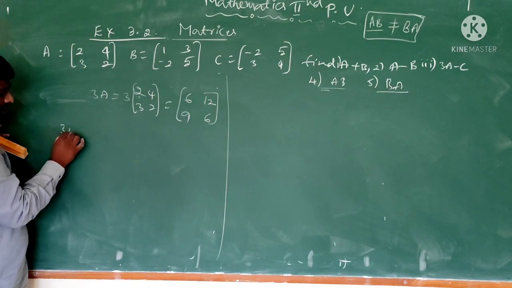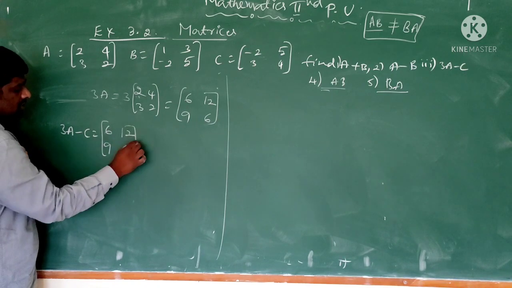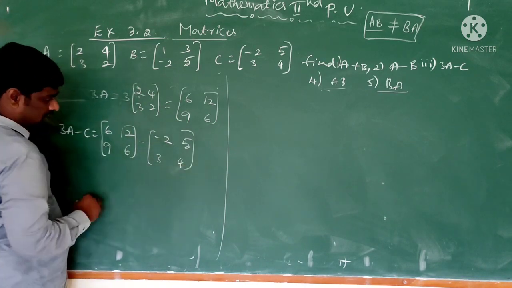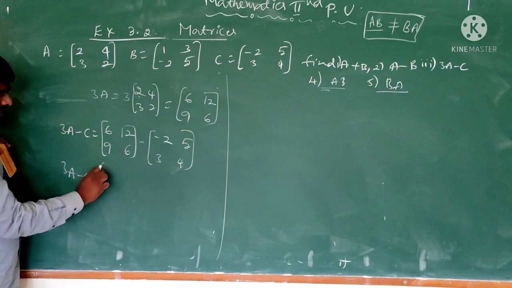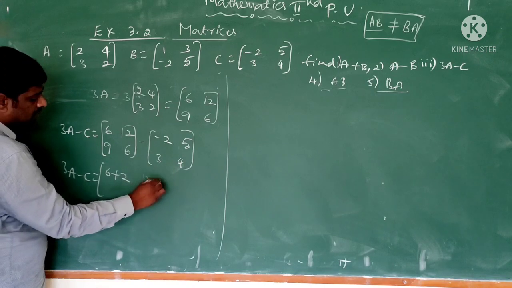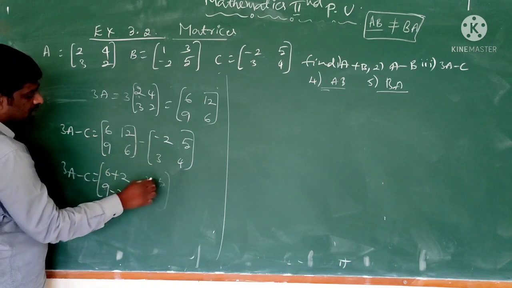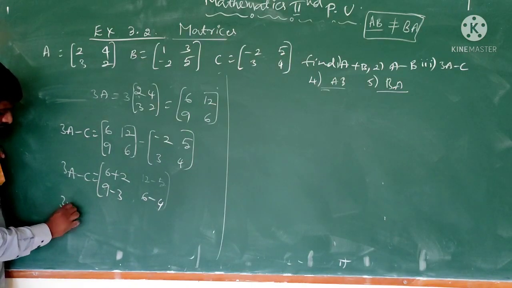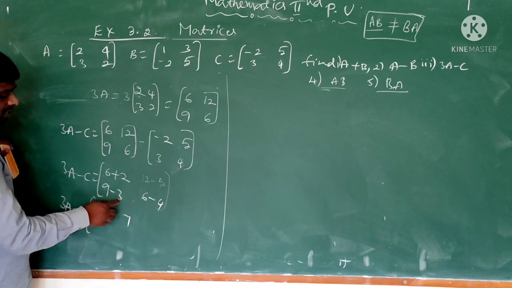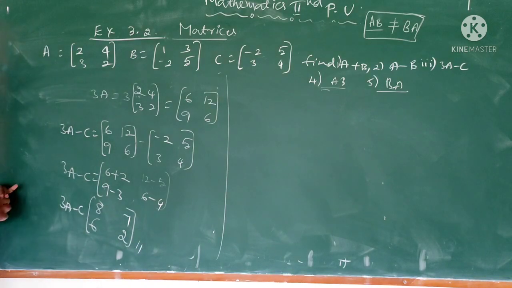Next, I want to find 3A minus C. What is 3A? 6, 12, 9, 6. This is 3A. C is minus 2, 5, 3, 4. This is 3A minus C. 6 minus minus 2 is plus, 6 plus 2, 12 minus 5, 9 minus 3, 6 minus 4. Now 3A minus C: 6 plus 2 is 8, 12 minus 5 is 7, 9 minus 3 is 6, 6 minus 4 is 2. This is 3A minus C.